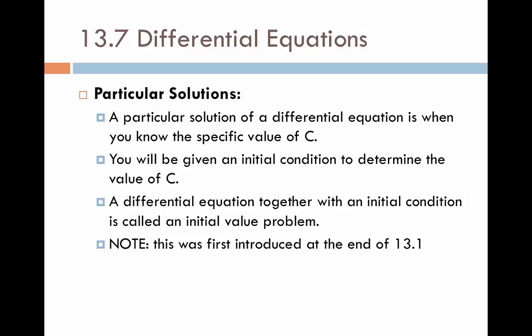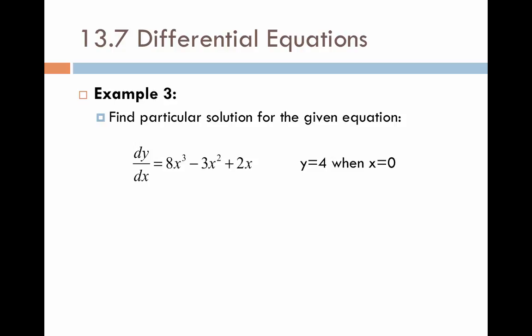Particular solution. So a particular solution of a differential equation is when you know the specific value of c. So you will be given some initial conditions, some more information, so that you're able to determine the value of c. A differential equation together with an initial condition is called an initial value problem. And we kind of already did some of these back in 13.1 at the end of that section. So for example 3, we want to find the particular solution for the given equation.